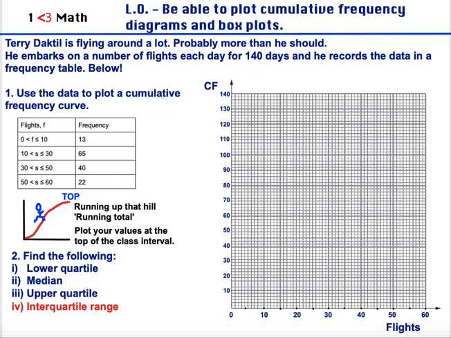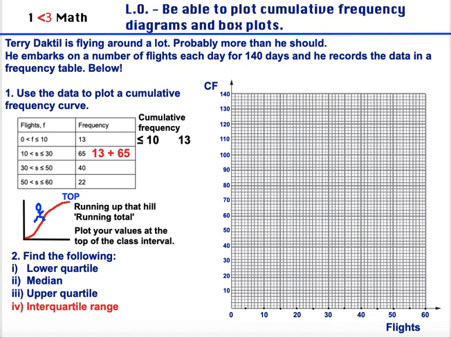So let's go. Cumulative frequency. So up to 10 and including 10 flights, Pterodactyl was within this class interval on 13 days. So at 10 we're going to plot 13. Now the cumulative frequencies, as I keep stressing, is a running total.